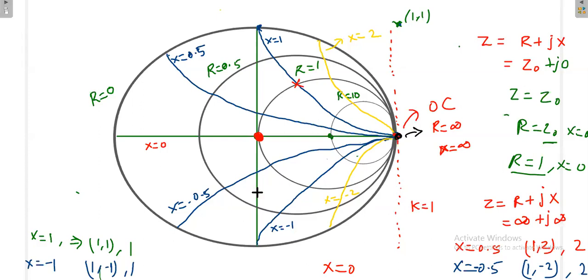Now I'll write down the properties of the constant R circle and the constant reactance circle. Properties of constant resistance circle.